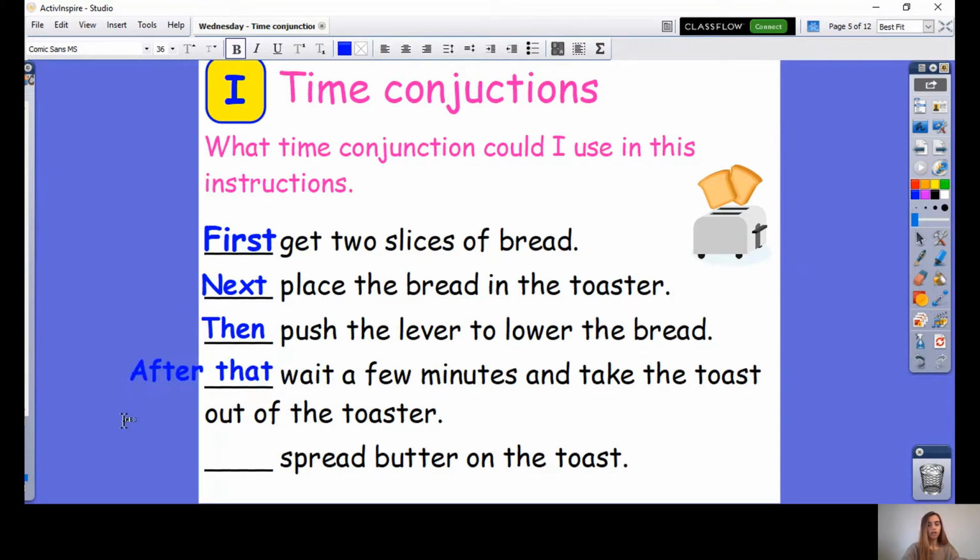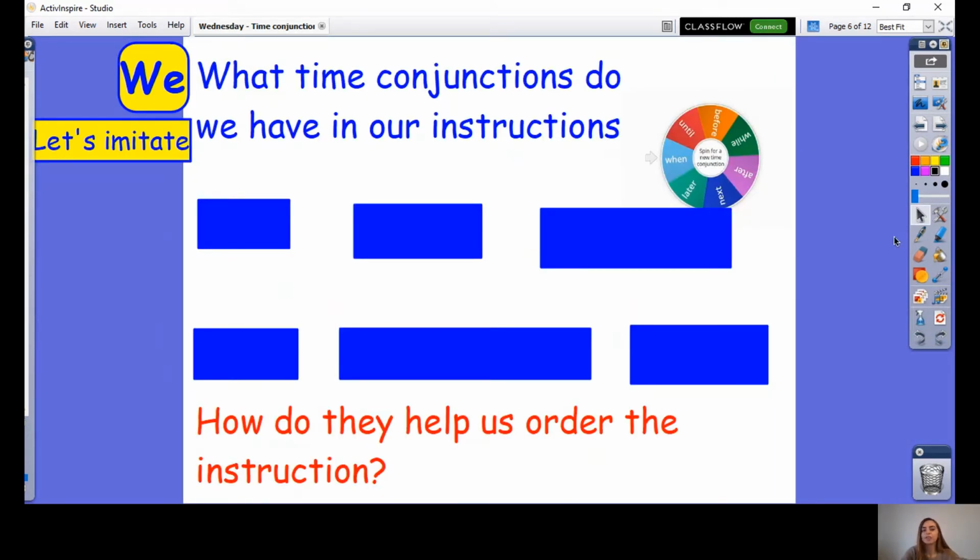What could we have for our last one? Spread butter on the toast. If it's our last step, what could we have? Excellent. We had in the end. We could have finally. Oh, I like finally. Great choice. Well done. Finally, spread butter on the toast. Okay, let's have a think about what time conjunctions we have in our instructions. Pause the video and have a think.